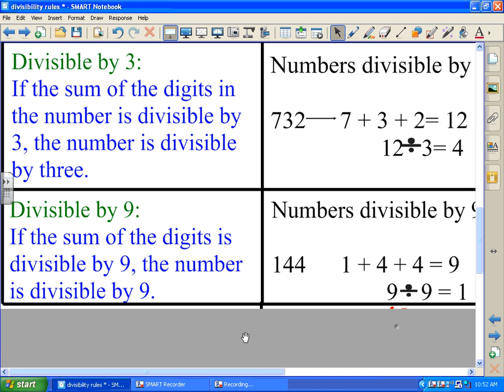Okay, those are the only 2 rules we're going to work with today. So the rules for 2, 5, and 10 follow a different pattern. I'm only looking at the ones digit. The rules for 3 and 9 state that I've got to add the number's digits until I get a single-digit number. For 3, the single-digit number has to be a 3, a 6, or a 9. For 9, the single-digit number has to be a 9. It's very simple. It can't be a 0.